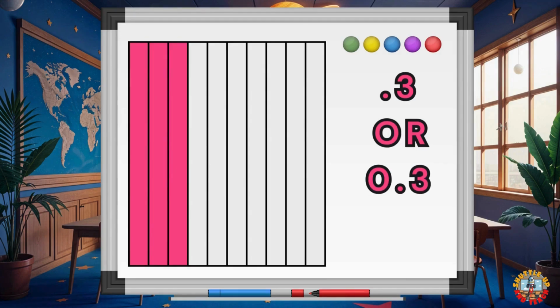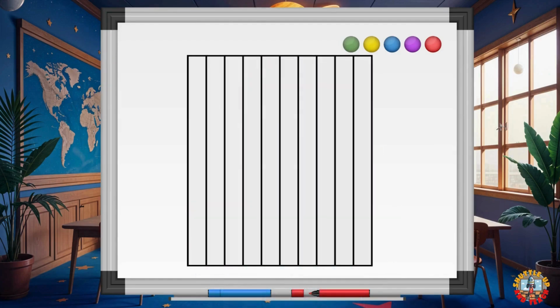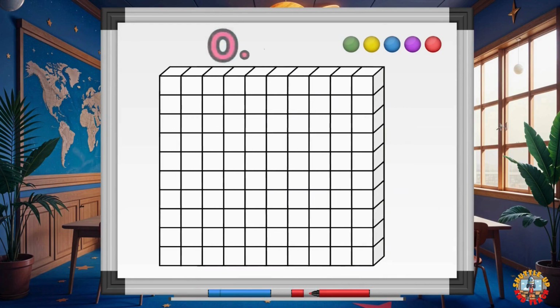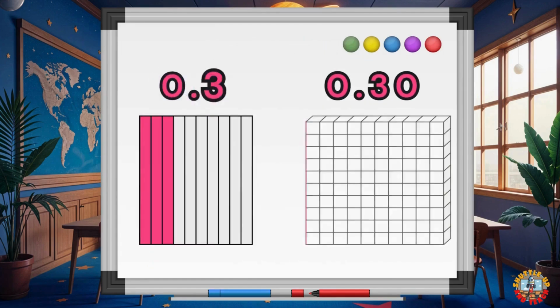But wait, what if we divide it even more? If we split each of those tenths into 10 smaller parts, we get hundredths. Wow! So, 0 and 30 hundredths is actually 30 hundredths. And guess what? 0 and 3/10 and 0 and 30 hundredths are equivalent decimals because they represent the same amount.